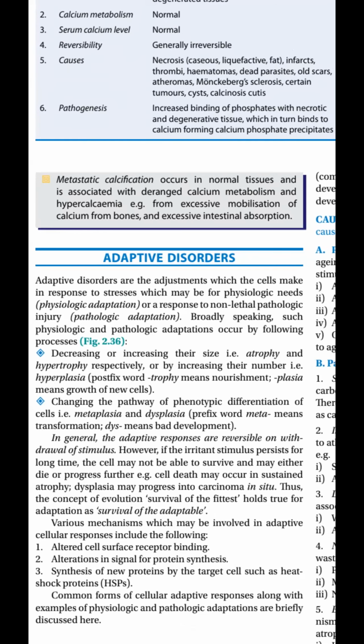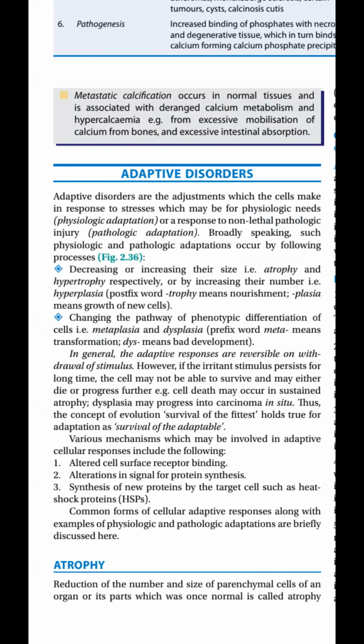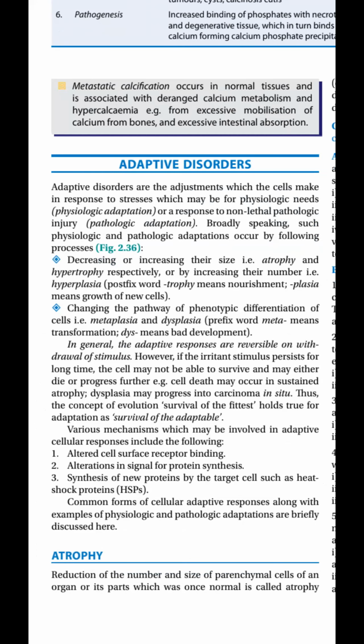Now in general, the adaptive responses are reversible on withdrawal of the stimulus. However, if the irritant stimulus persists for a long time, the cell may not be able to survive and may either die or progress further. The various mechanisms for the adaptive cellular response: first is altered cell surface receptor binding, altered signal protein synthesis, and synthesis of new protein. So what happened? These are the reasons.